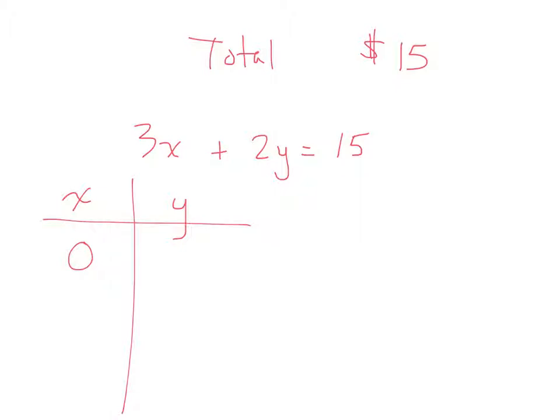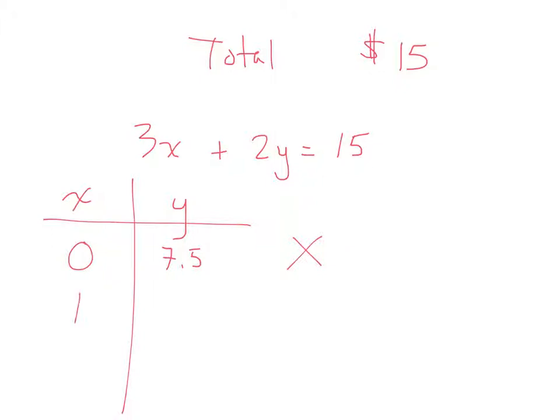Let x equal 0. Just cover it up in your mind. What does this become if I solve for y? Y is? Sabine? 7.5. Can I sell 7.5 metal pipes? No. So this is not one of my answers possible. You follow what I'm doing right now?